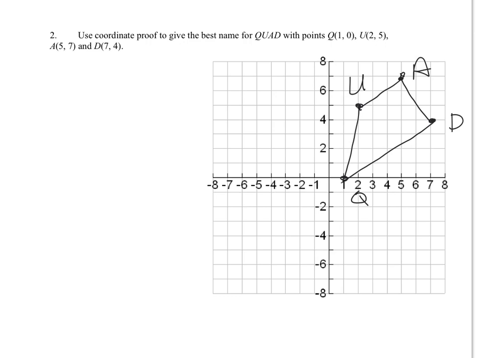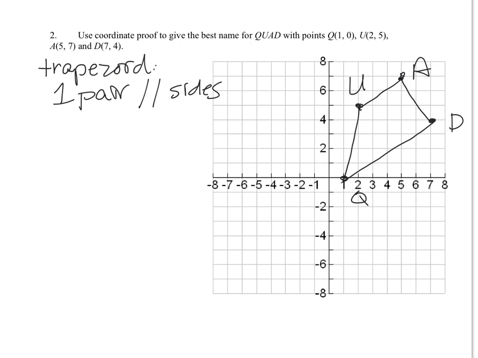Okay. So it certainly doesn't look like a parallelogram. So I'm thinking it's either a trapezoid, or I guess it could possibly be a kite, but it doesn't really look symmetric enough to be a kite. Okay, so to prove a trapezoid, we need to show 1 pair of parallel sides.